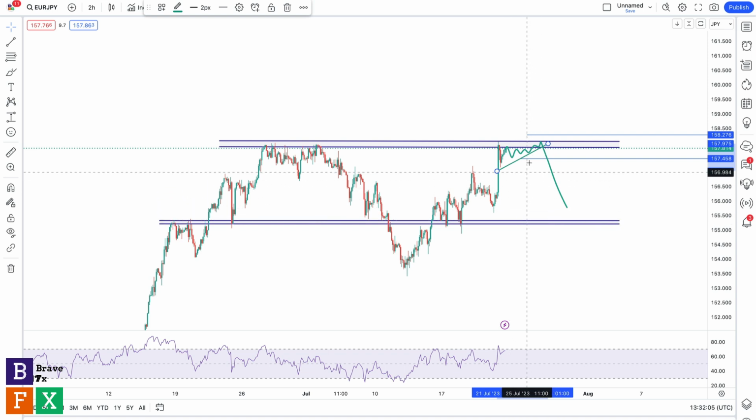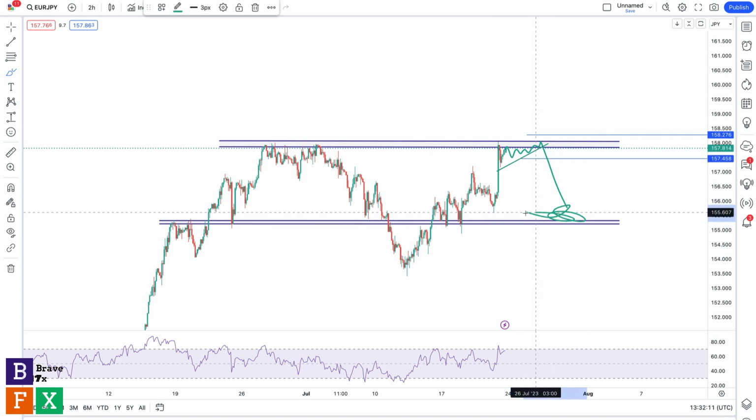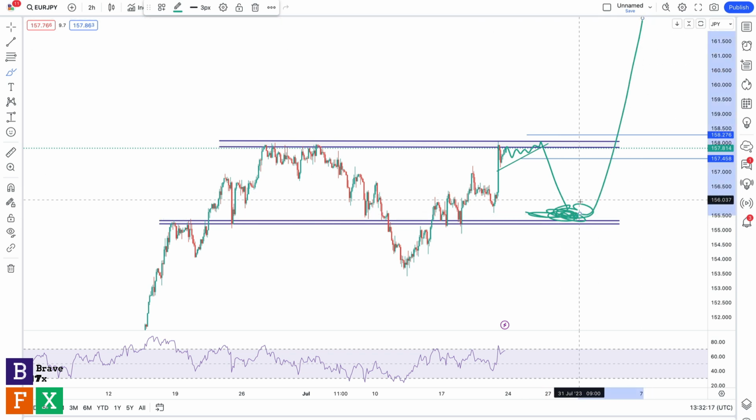So if we get a bearish breakout like this, then I'm going to wait for price to come back to this area, these lower price levels here, for me to look for long positions, right, to trade higher. Okay, so this is how I'm going to trade EUR-JPY.